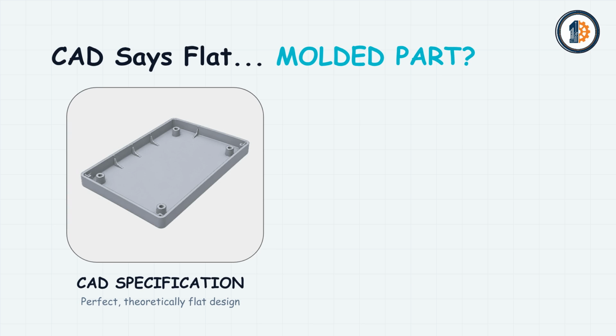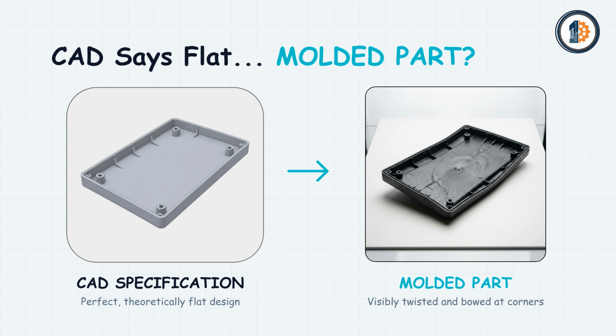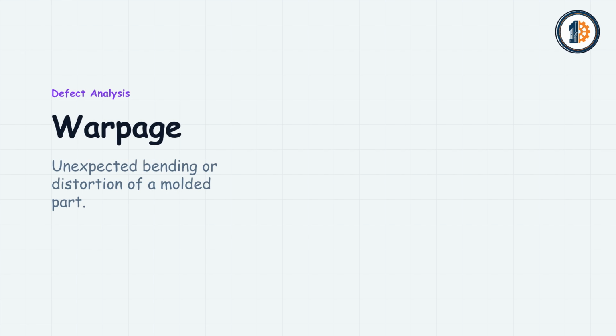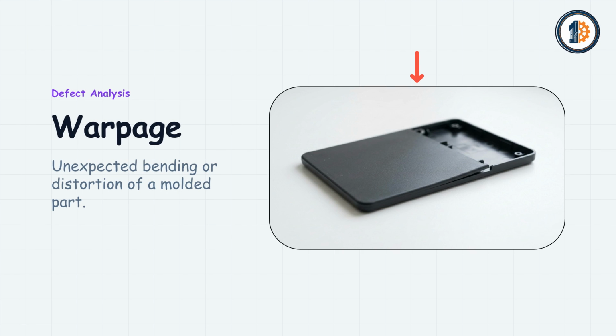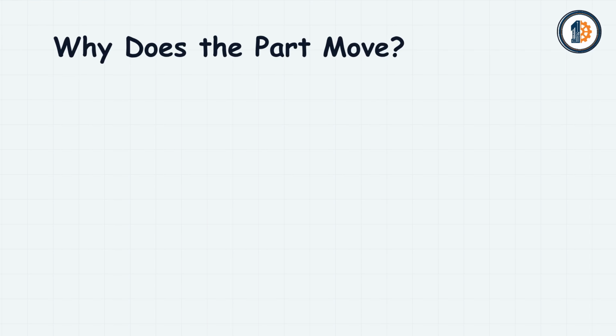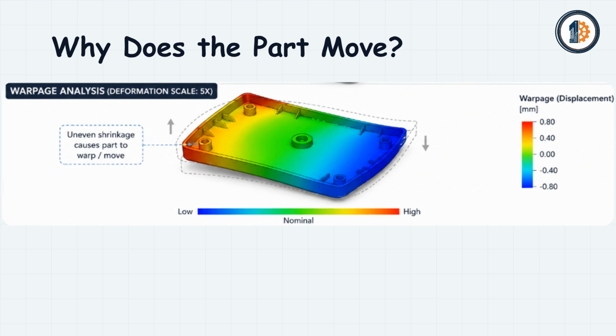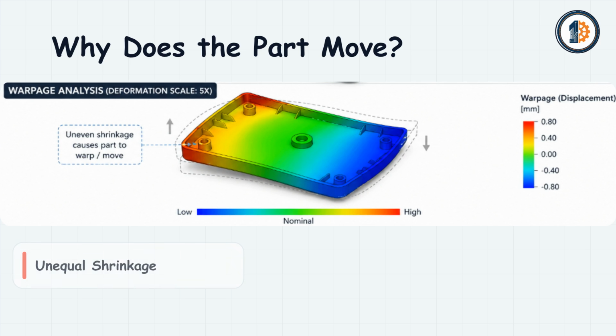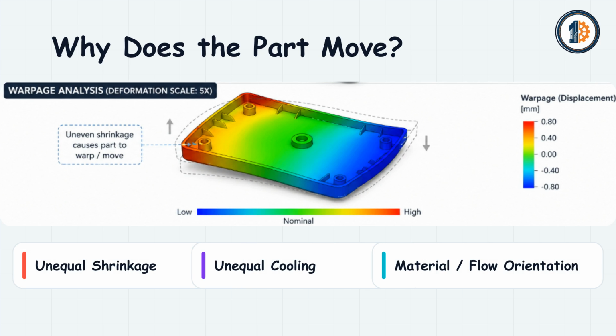Now imagine your CAD says the part is perfectly flat, but after molding, the corners lift and the entire component twists. That is warpage. Warpage is unexpected bending or distortion of a molded plastic component. The part does not remain in the shape we originally designed. Why does this happen? Mainly because different areas of the part shrink differently. Unequal shrinkage, unequal cooling, and material flow orientation can create internal stresses. And after molding, those stresses move the part.